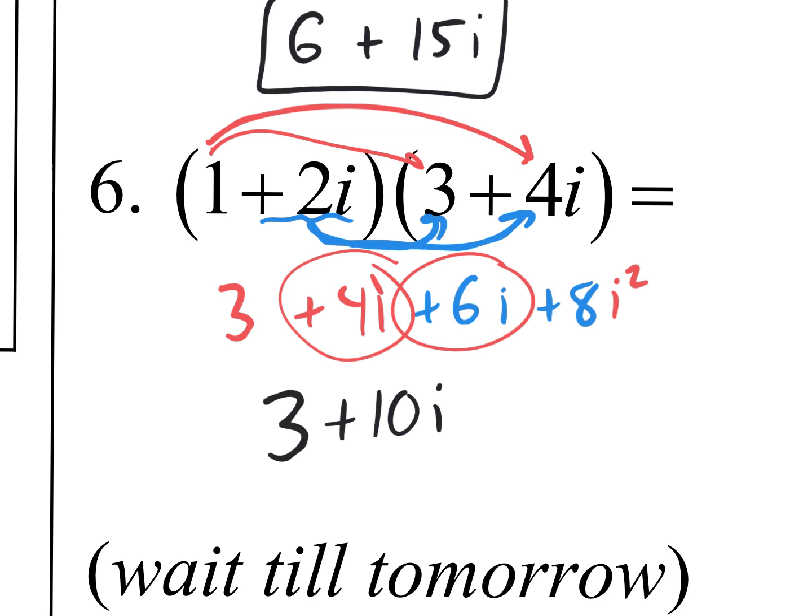That first term's a 3. What about this last one? I really have 8 times what? i squared. 8 times negative 1 because i squared is really a negative 1. So 8 times negative 1, that's a negative 8. And out of those 3 terms, I could still combine the 3 with the minus 8, and my real part will be negative 5 plus 10i, the imaginary part.